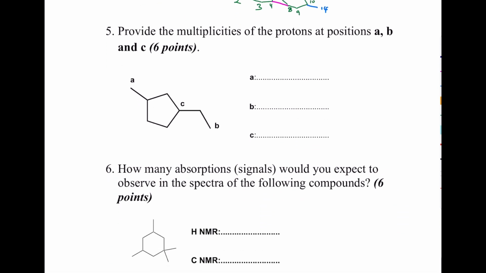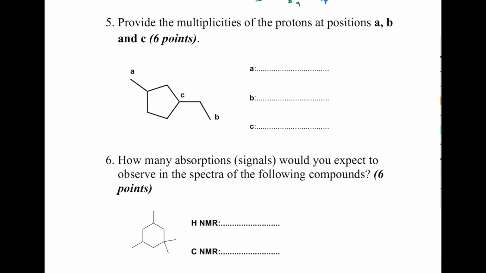Number 5. Provide the multiplicities of the protons at position A, B, and C. So remember, when you're looking at multiplicities, we're looking at n plus 1, where n is the number of non-equivalent protons on the next carbon. So it's the number of hydrogens that are in a different chemical environment from the hydrogen that you're looking at.